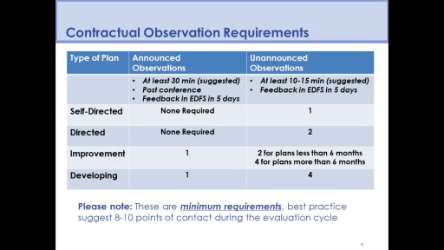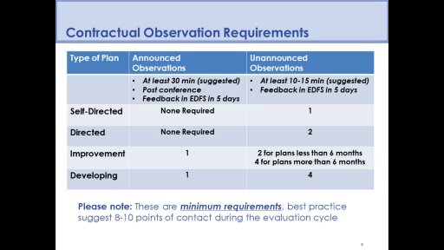For a self-directed plan, there's no announced observation requirement. However, there is a requirement for at least 1 unannounced observation. For a directed growth plan, there's again no announced observation requirement. There is a requirement for at least 2 unannounced observations.